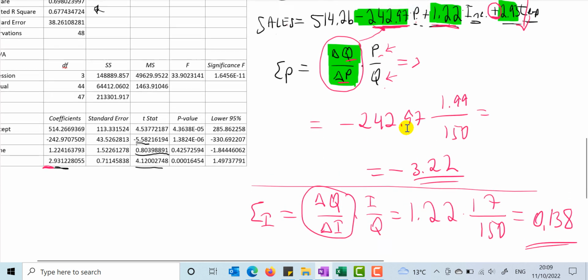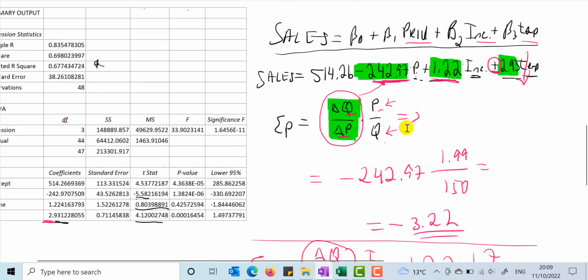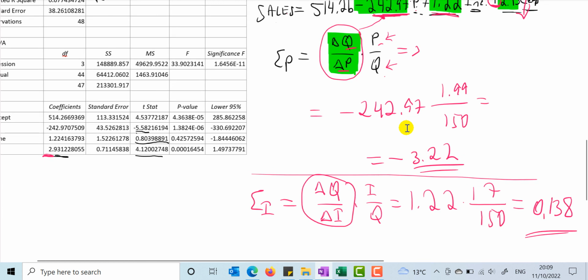Okay, so that's it, guys. In this video, we covered demand estimation and how we use the figures to estimate elasticities and also assess the significance of the model. Thank you very much.